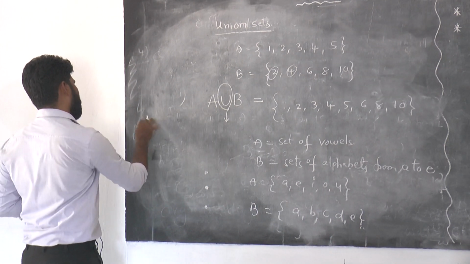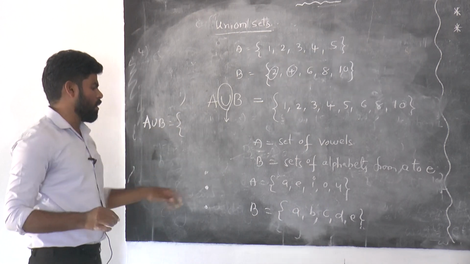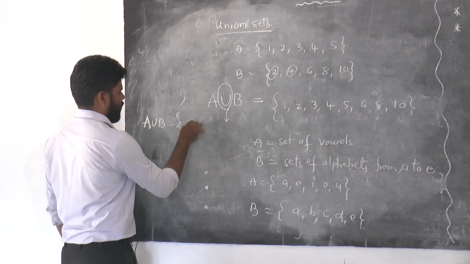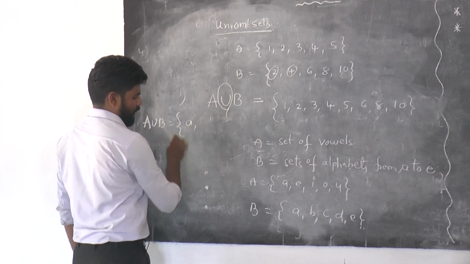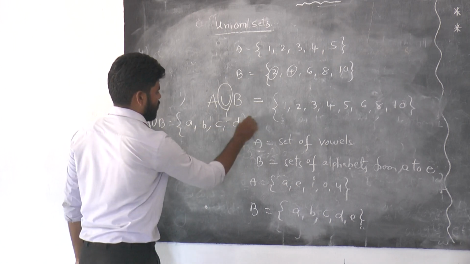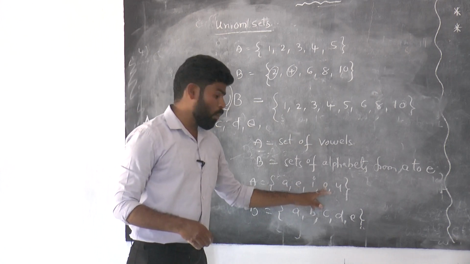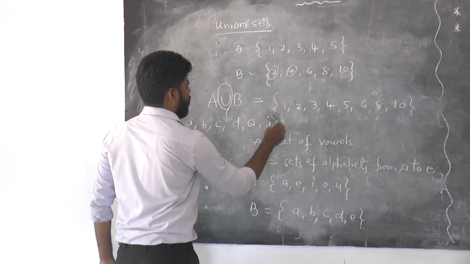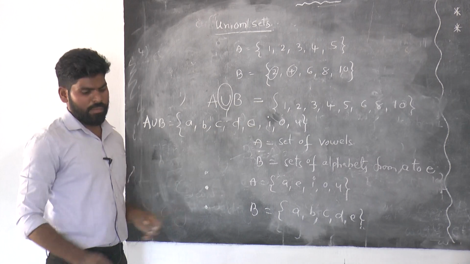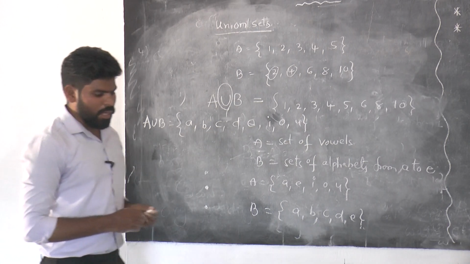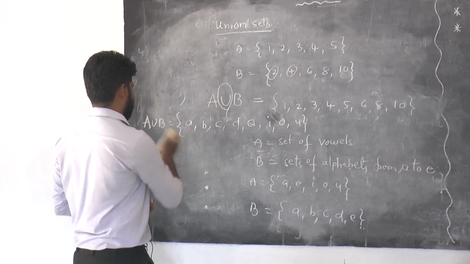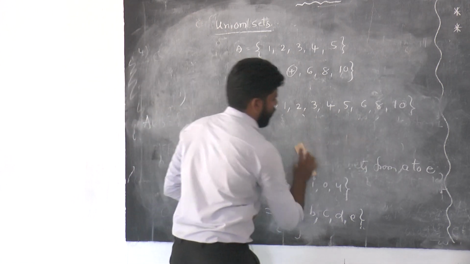So, A and B means all the elements of the given sets, all the elements written in a single set. So A, next B, next C, next D, next E, next I, O, U. This is the combination of A and B. This is the union of sets. The union of sets is represented by a Venn diagram.